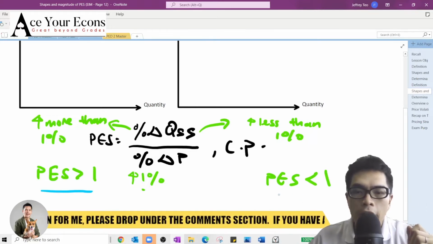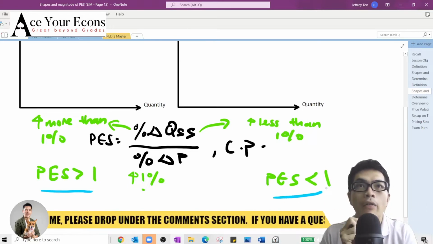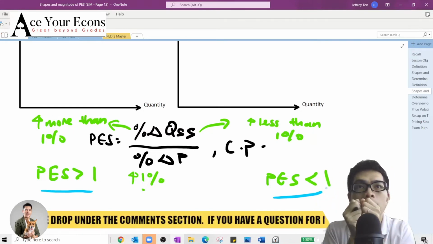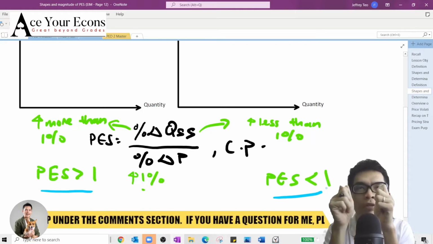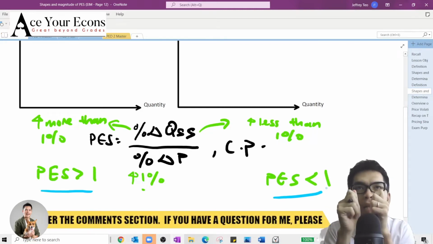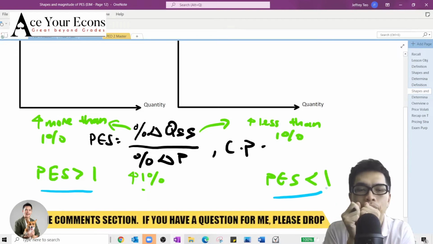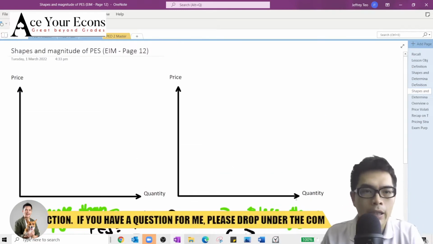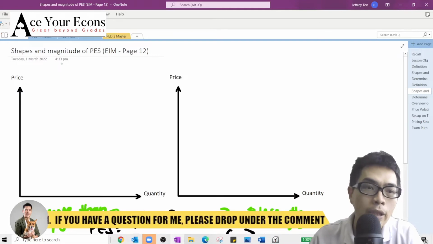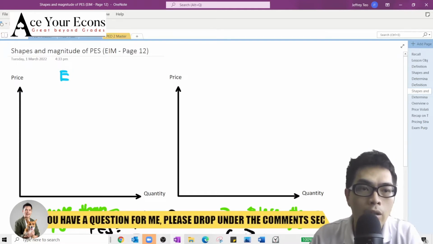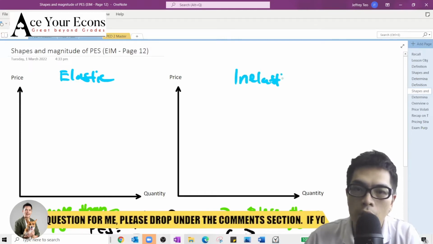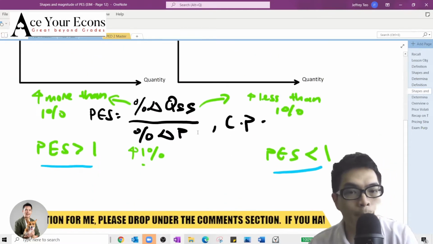Likewise, if your PES is less than 1, for every increase in your price, your production is not very responsive to price changes. Your quantity supplied is very rigid, inelastic, and cannot respond to price changes. So far so good. From a diagram perspective, it mirrors what we have covered earlier on. Elastic, inelastic. Oh, I forgot. PES is always positive.